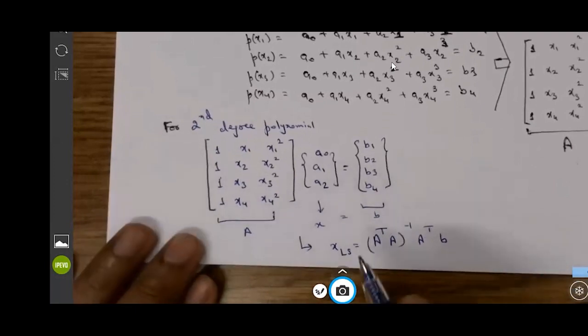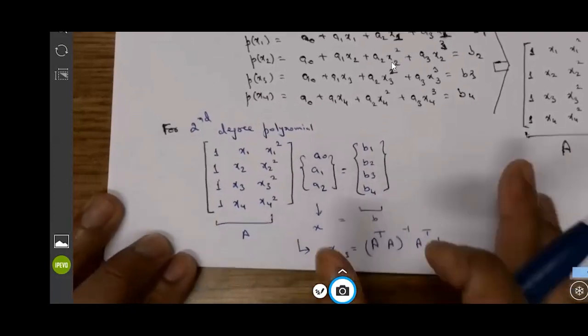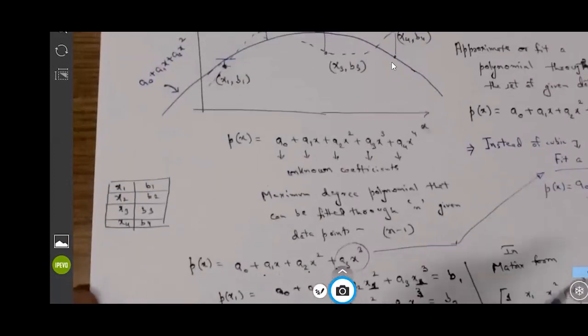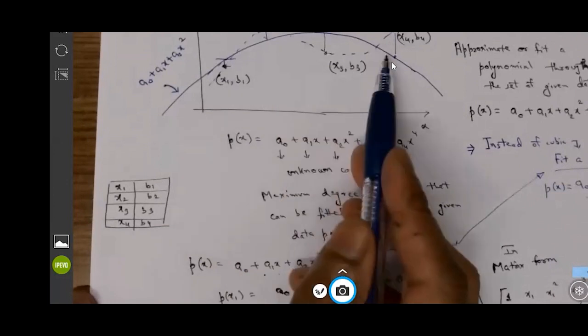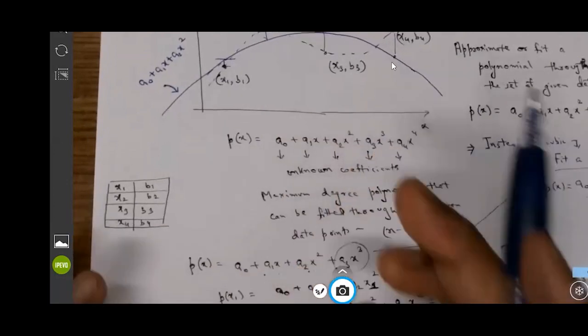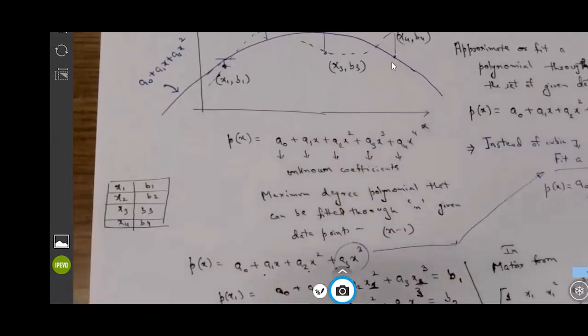Okay, and this solution will give you the best second degree polynomial that has the minimum error from all the data points. That's the best fitted second degree polynomial. Make sense?